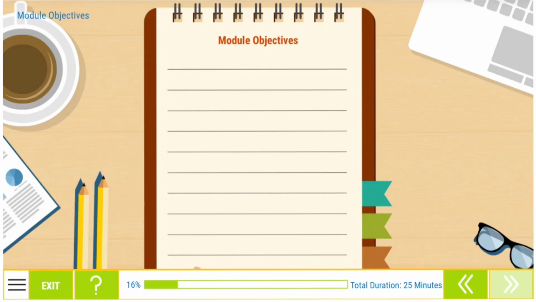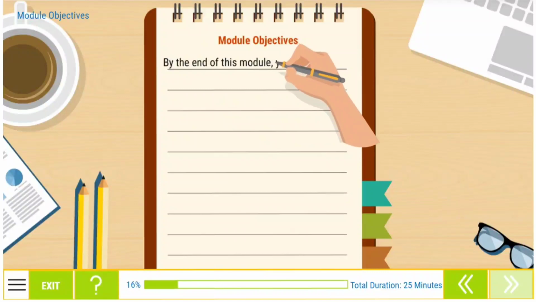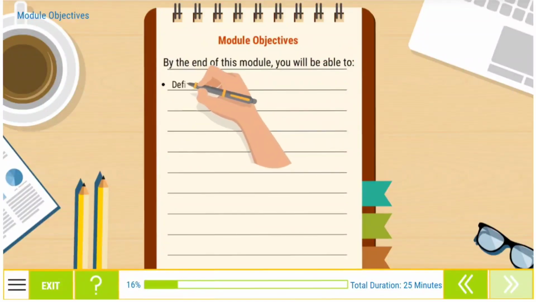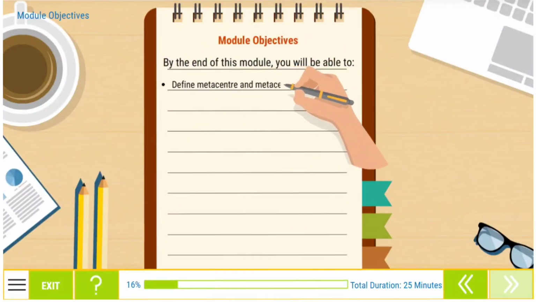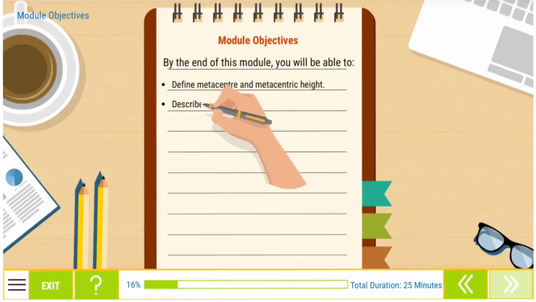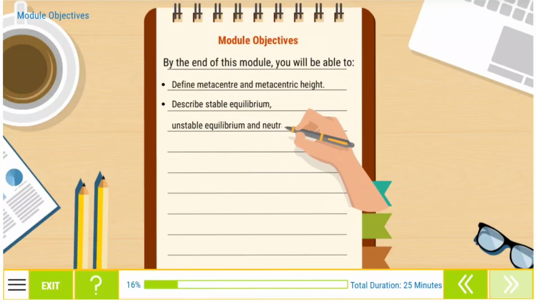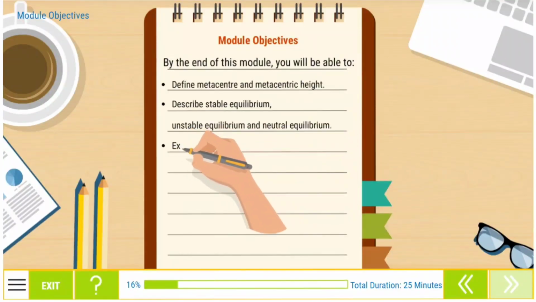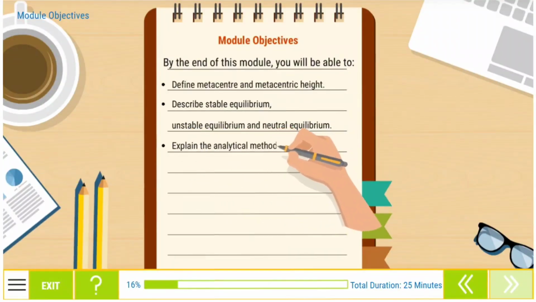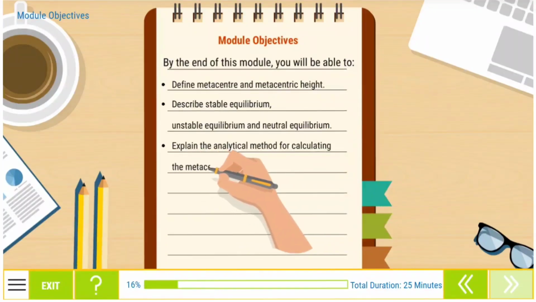Module objectives. By the end of this module, you will be able to define metacenter and metacentric height, describe stable equilibrium, unstable equilibrium, and neutral equilibrium, and explain the analytical method for calculating the metacentric height.